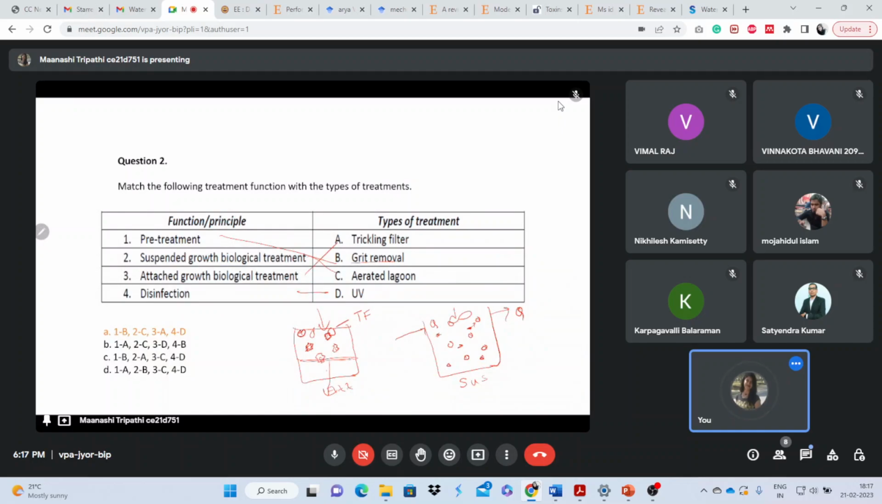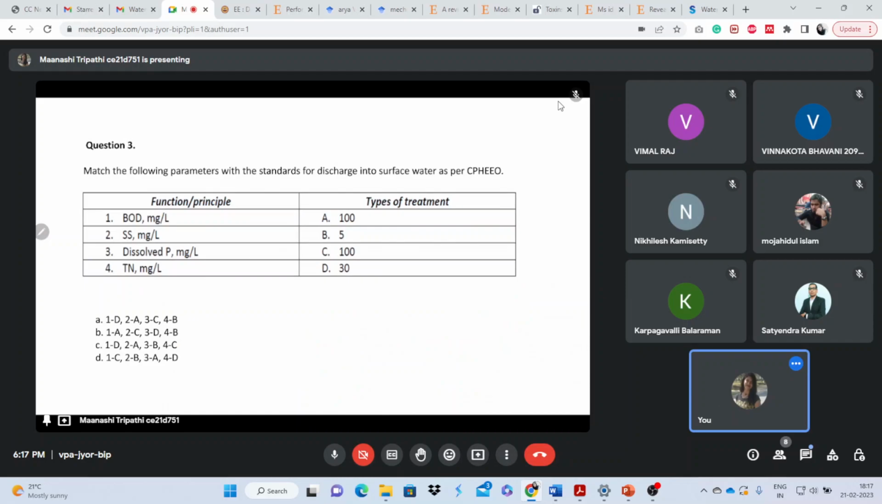Let's move towards the next question. This is also a match the following question. Here we have to find out the discharge standards. We are discharging the water into surface water, so we have to find out the discharge standards according to CPHEEO. Please try to answer this question.